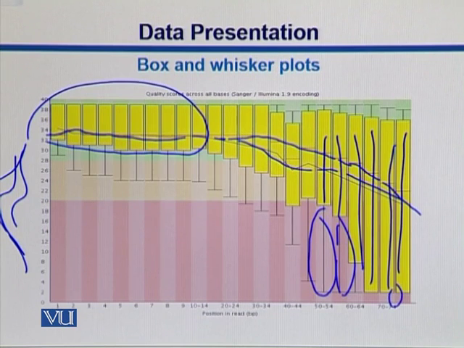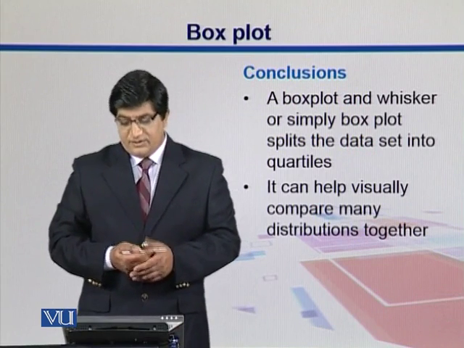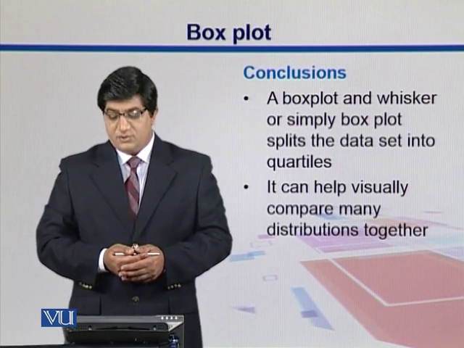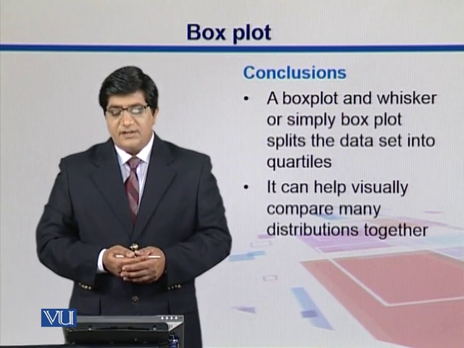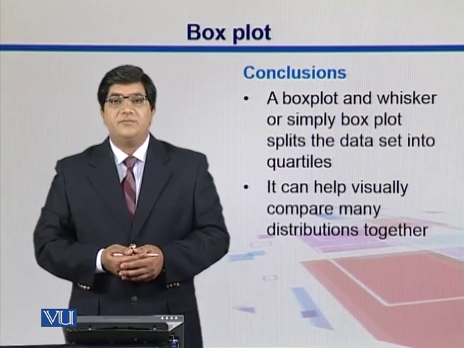That kind of arrangement, the box and whisker plot, is easy. In this arrangement we can compare many distributions with one another, as we did in this picture. So a box and whisker plot, or simply a box plot, as most of the time we call it, splits the data into quartiles, and it can help visually compare different distributions together.